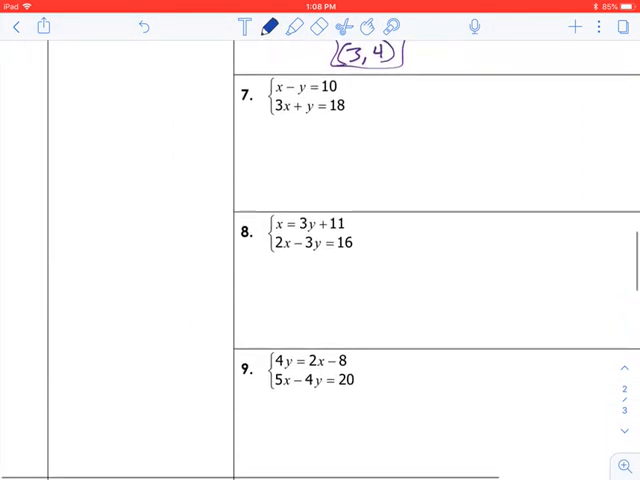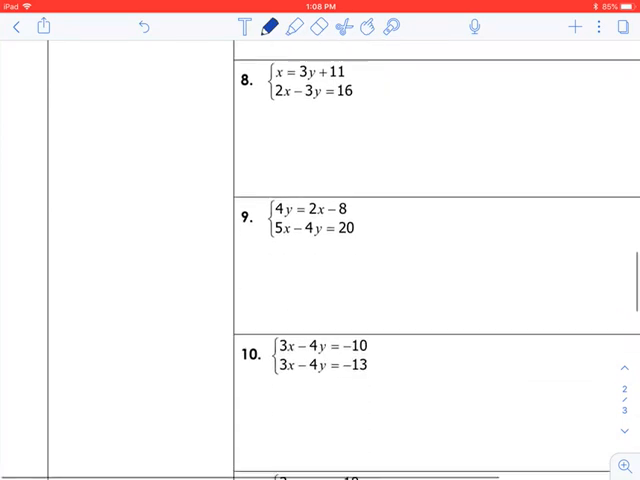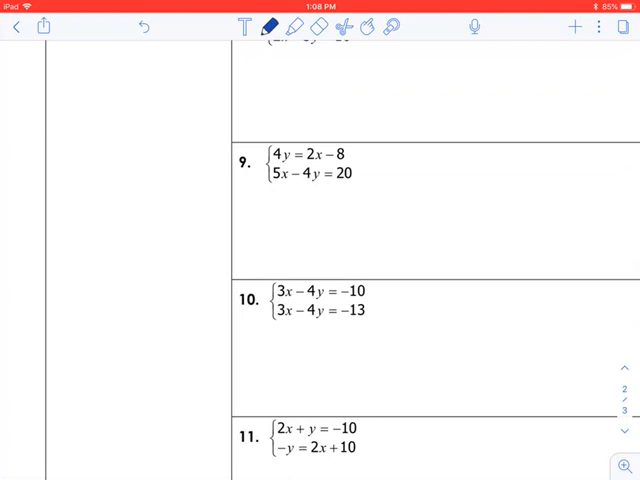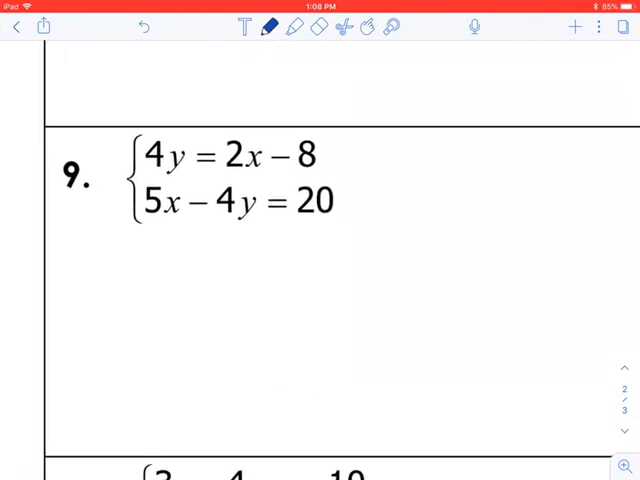So let's do one more here. Maybe two more. We'll see. Let's do 2 more. So one, I want to make sure they're lined up. Okay. So right now I have y over here, x and y over here. Okay, so I need to go ahead and line these up. So I'm going to get x on the same side as the y. So when I rewrite that, it's going to be negative 2x plus 4y equals negative 8. And then this one basically stays the same.